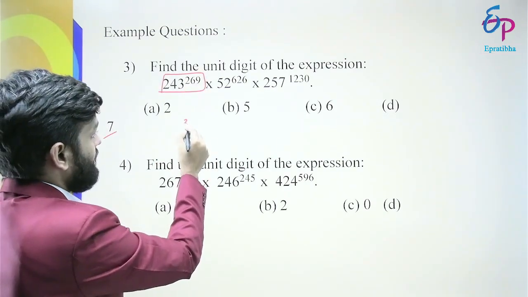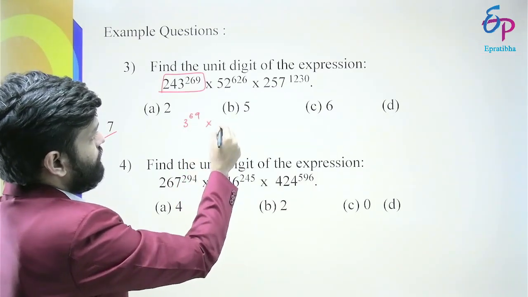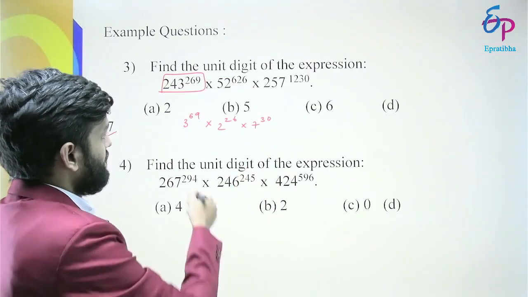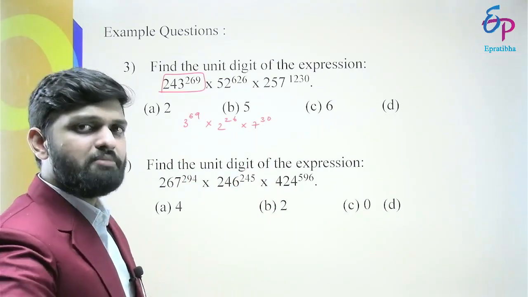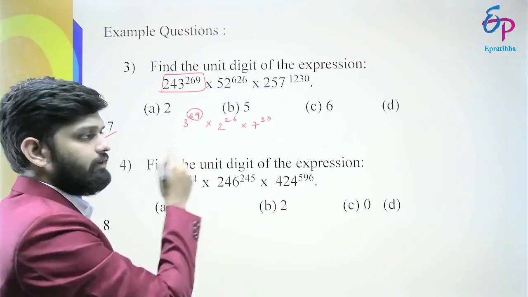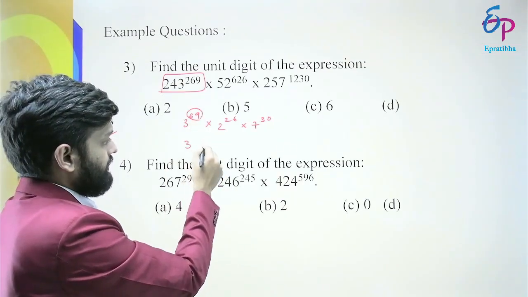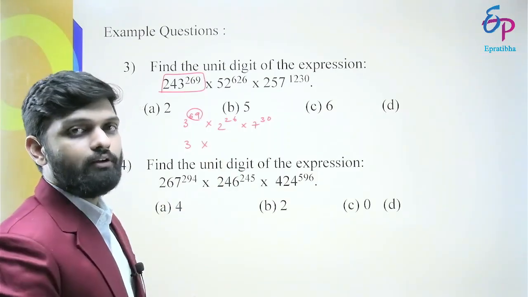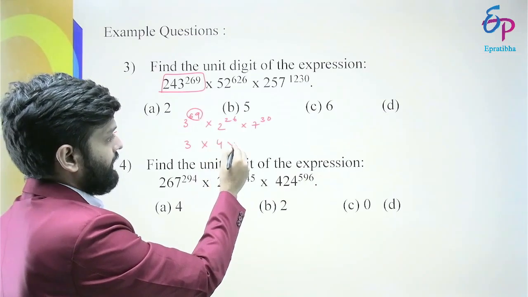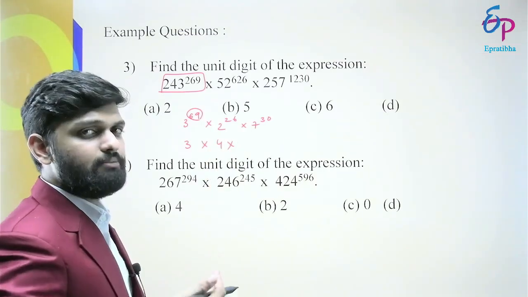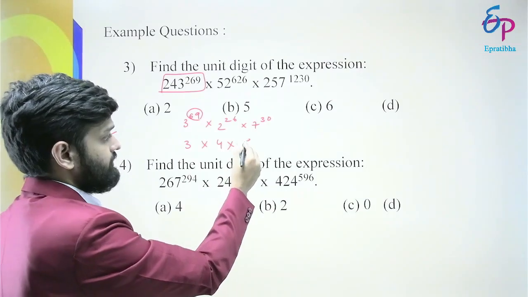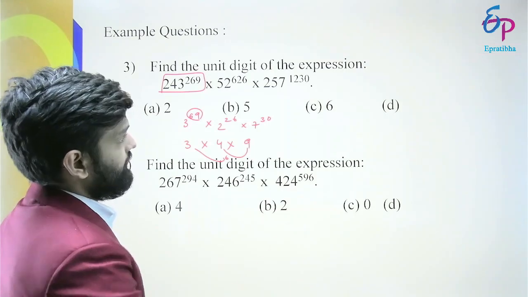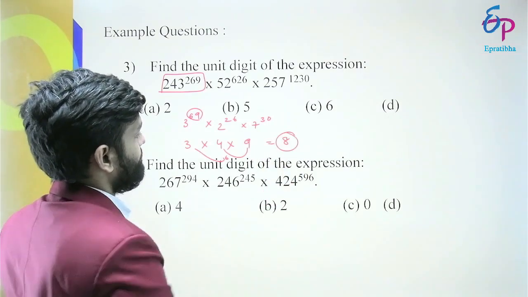That means you can write this as 3 power 69 into 2 power 26 into 7 power 30. Now, what is 3 power 69? 68 is a multiple of 4. You have to take the power and divide it by 4, right? So 3 power 1 here you will get, that is 3. Next, 2 power 26. 24 is a multiple of 4. That means the remainder will be 2. So 2 square is 4. Again 7 power 30. 28 is a multiple of 4. That means it is 7 square, it is 9. 9 4s are 36, it is 6. 6 3s are 18. That answer should be 8.